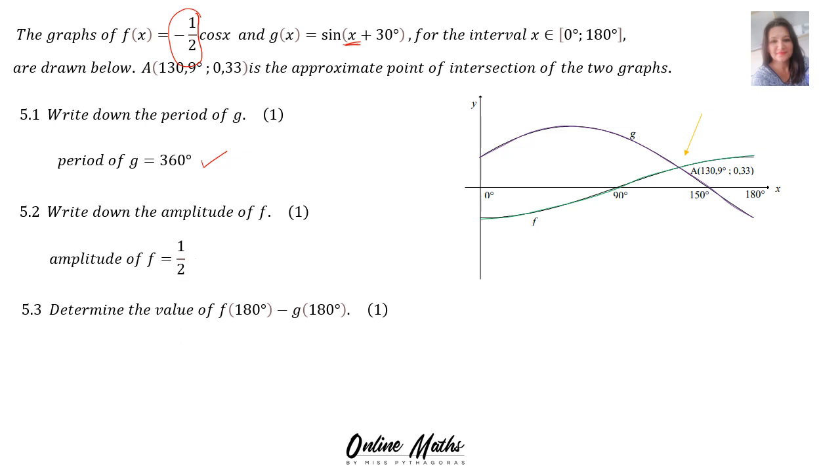a half. 5.3, determine the value of f(180°) minus g(180°). So there's your f graph minus your g graph, and in x's place you're going to substitute 180 degrees, and then with your calculator you find the first bit there. The answer is a half minus a half, which is 1, and the answer is worth 1 mark.